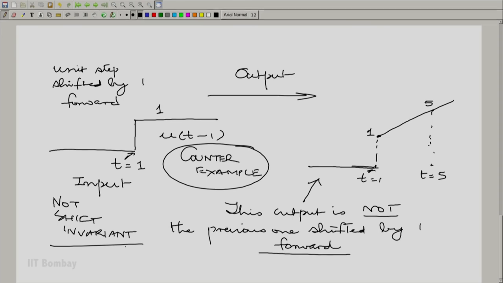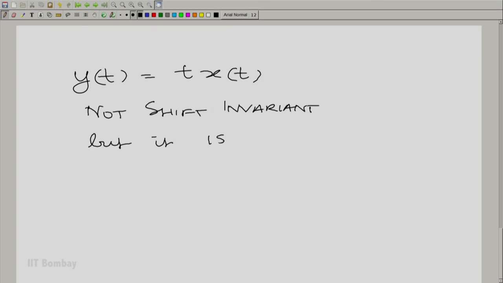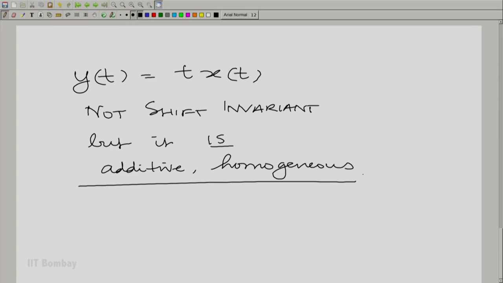So, this is a general principle that we must remember in signals and systems. To disprove a statement, a counter example is adequate, but to prove a statement, an example is inadequate. Anyway, coming back to this particular example. Here you notice that we showed with a counter example that the system is not shift invariant, and therefore, we can make a conclusion about this system. The system y of t is equal to t times x of t is not shift invariant, but it is additive and homogeneous.